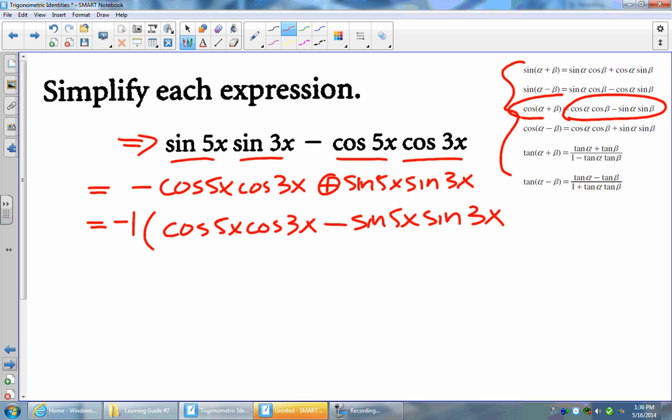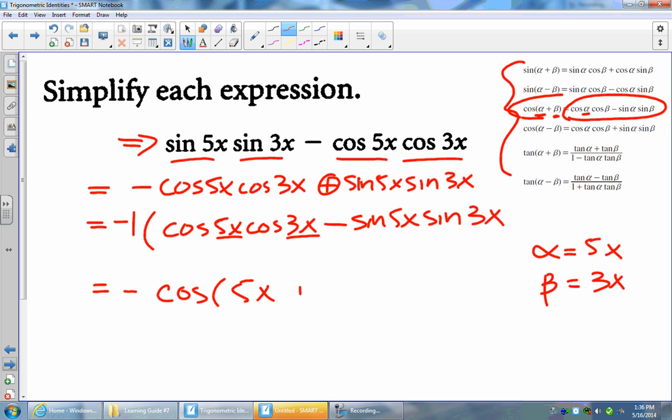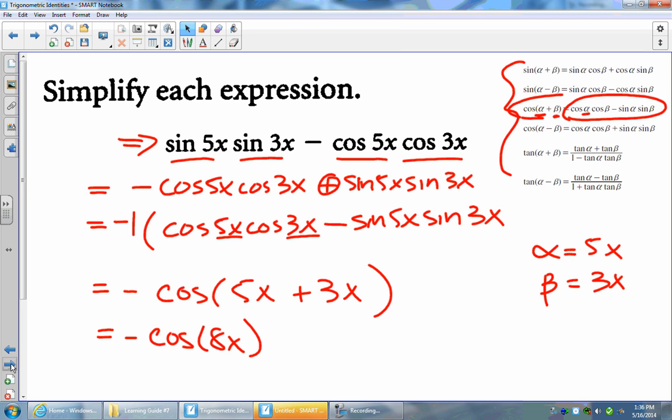Now the next step is to identify what alpha and beta are here. Alpha is the first angle, so the first angle that we see attached to the cos is 5x. Then we have to identify beta, which is the second angle, so that's 3x. So this all simplifies to negative cos of alpha plus beta, which is really 5x plus 3x. What we end up getting here is negative cos 8x, and that's how you simplify an expression using one of the sum and difference identities.